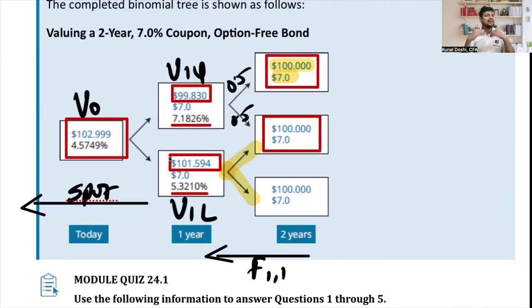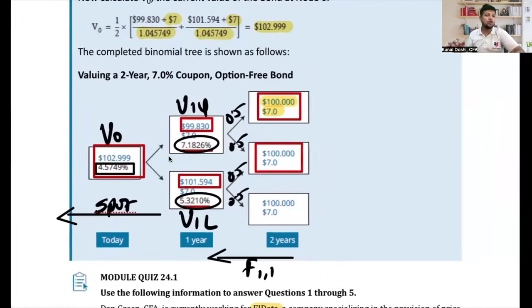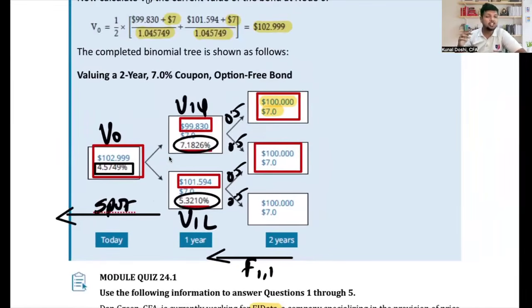So you can add the values and divide by 2. It doesn't make any difference, the answer is the same. So 0.5 and 0.5, you bring it to the present with the forward discounting rates. Understood? Then these plus coupon, you bring back at the spot rate to find V0. Now, I'm not going to do the calculation here because I will show you how exactly the same process is repeated for an option-embedded bond also. In an option-embedded bond, we are going to do the same thing.